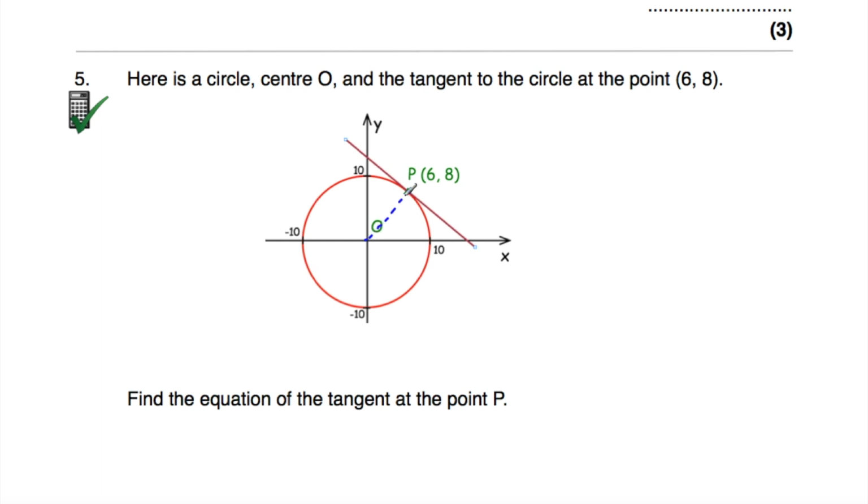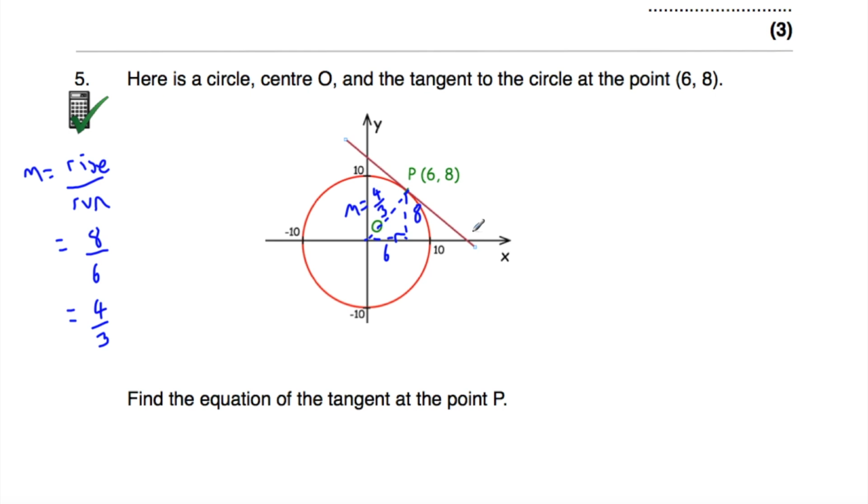So here we've got the radius OP, and if we want to find the gradient of OP, we're going to do rise divided by run. So m, the gradient, is equal to the rise divided by the run. So in terms of the rise, to get from O to P, we will go 6 across and then 8 up. So the run will be 6 and the rise will be 8. We're going to divide the rise, 8, by the run, which is 6. And 8 divided by 6 would be 4/3. So that means the gradient of the radius is equal to 4/3.